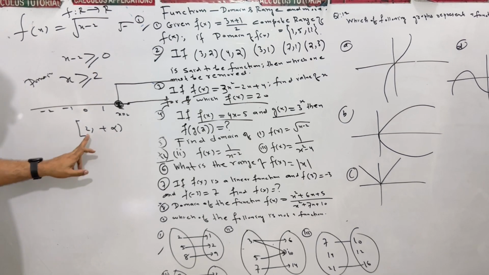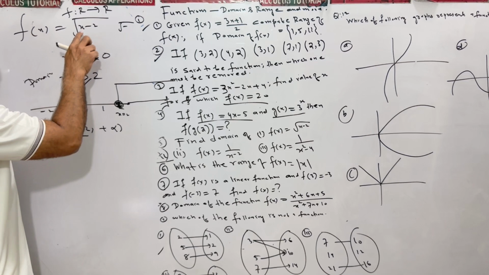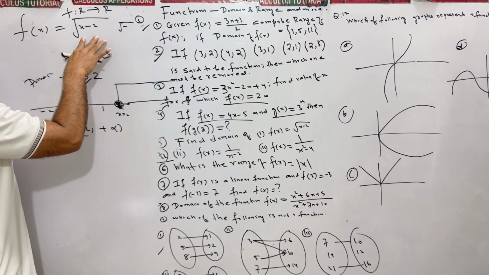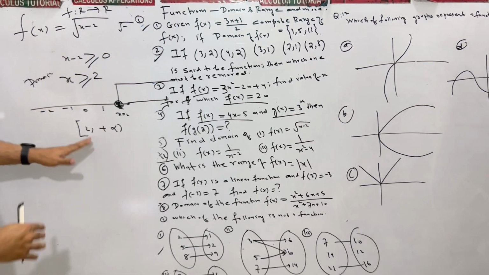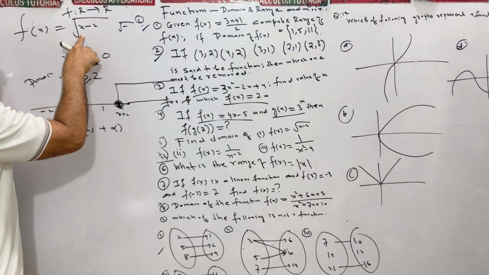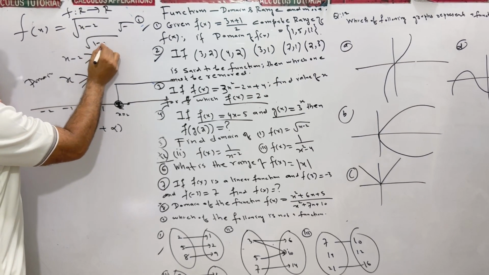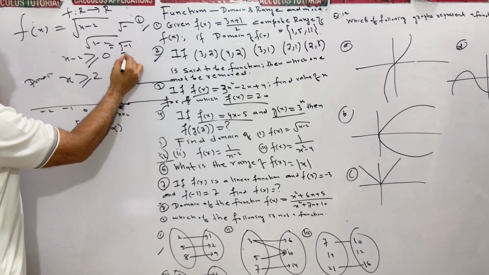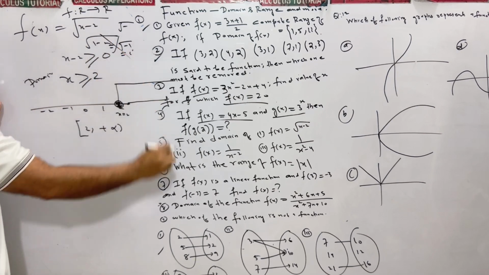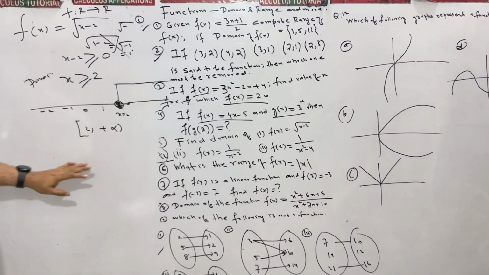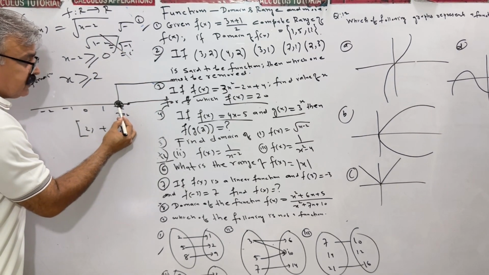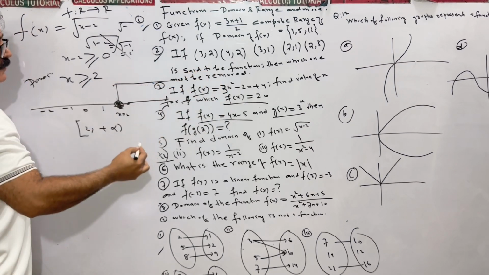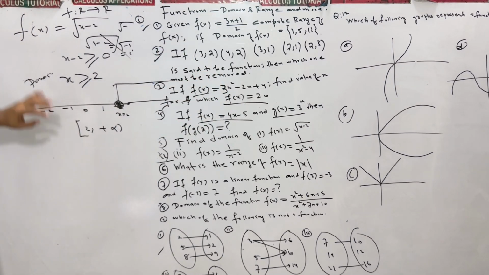If I put 2 here, 2 minus 2 is 0, and the square root of 0 is 0, which is good. If we put any quantity less than 2, say 1, then 1 minus 2 results in minus 1, and the square root of minus 1 means iota. It is not a real quantity. That's why 1 is not allowed. That's our domain, starting from 2, inclusive, and moving towards the right hand side.